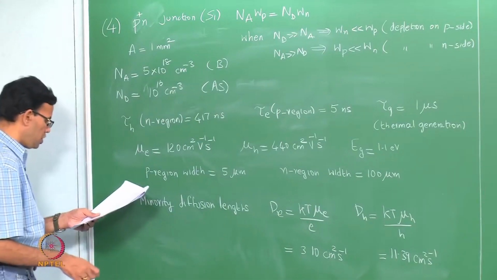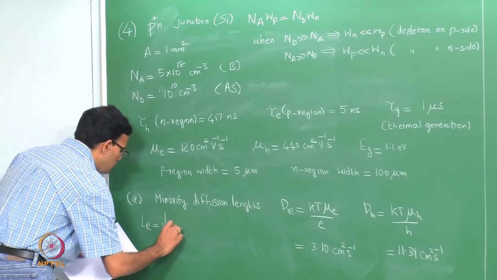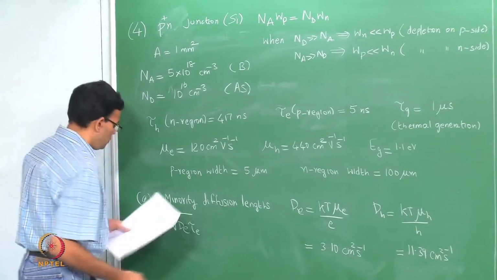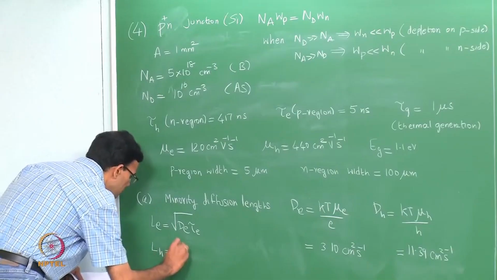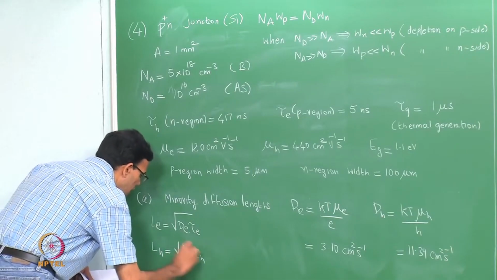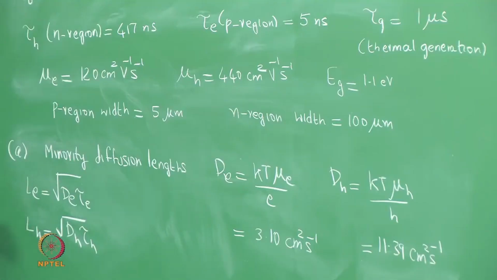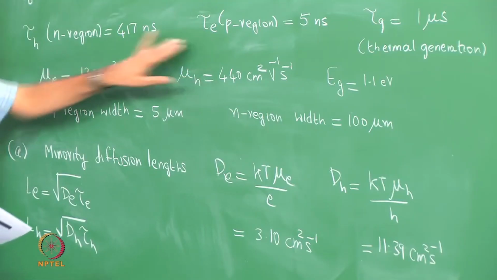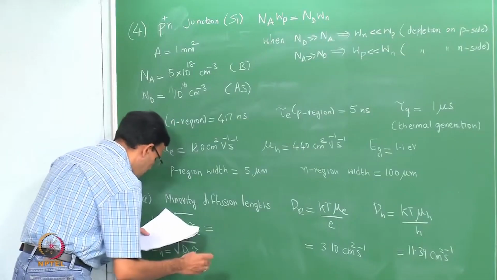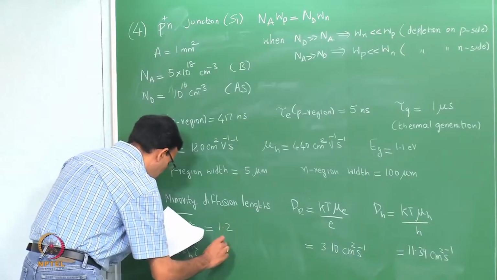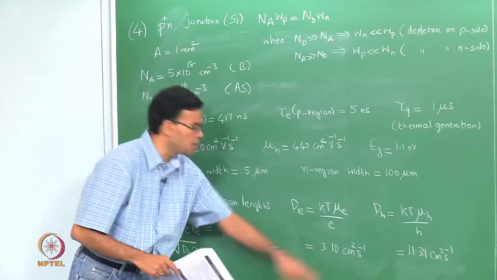From the diffusion coefficients, we can calculate the length. So, L is nothing but square root of d times tau. So, Le is square root of dE tau e, Lh is square root of dH tau h. So, once again dE and dH we have calculated, tau e and tau h are given. So, we can substitute the numbers. So, Le works out to be 1.2 micrometers. I am not doing the math. So, all your units are in centimeters.